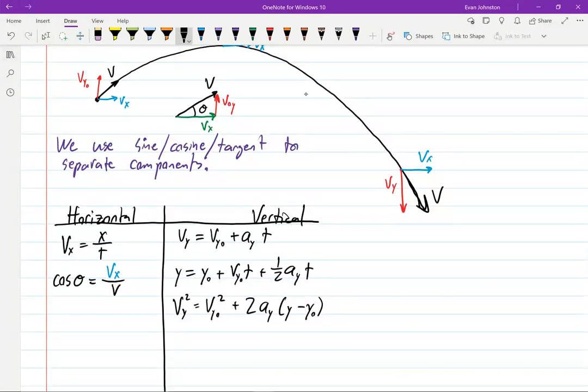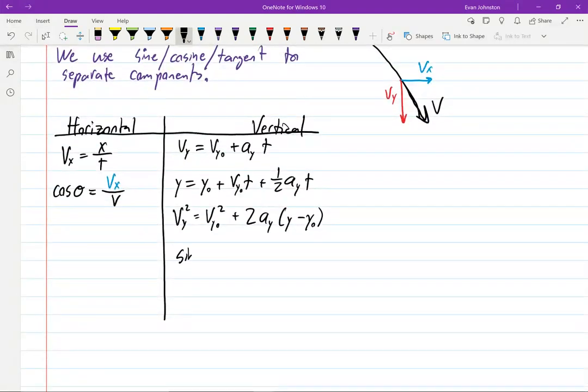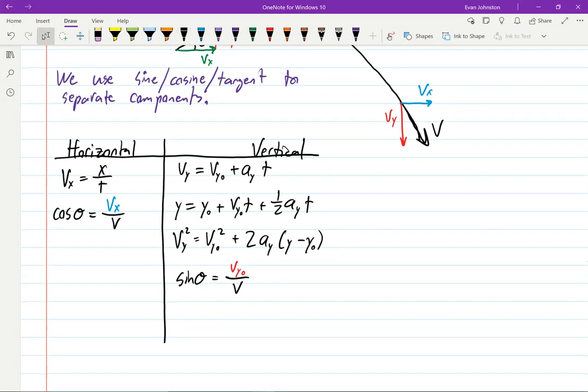And now, though, if we used cosine to find the x, we would end up using sine to find the y because sine is opposite over hypotenuse. And so if this is my angle in this little corner, the opposite side would be the y part here. And so we'll also add that sine of our angle is the initial y velocity over the final velocity. And these really are the equations that we'll be using all the time.